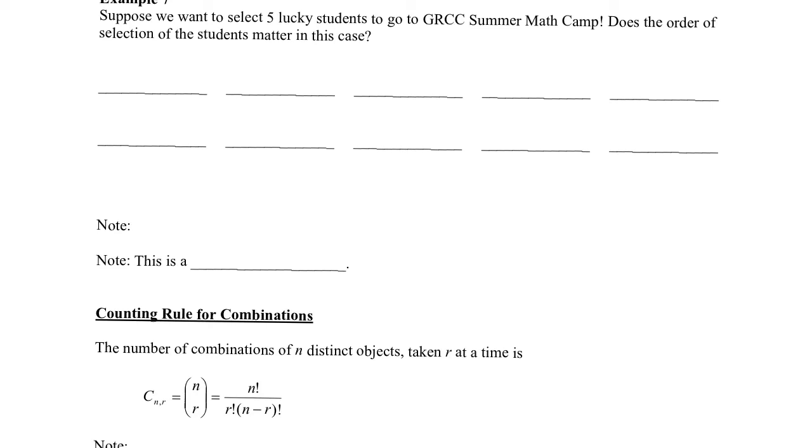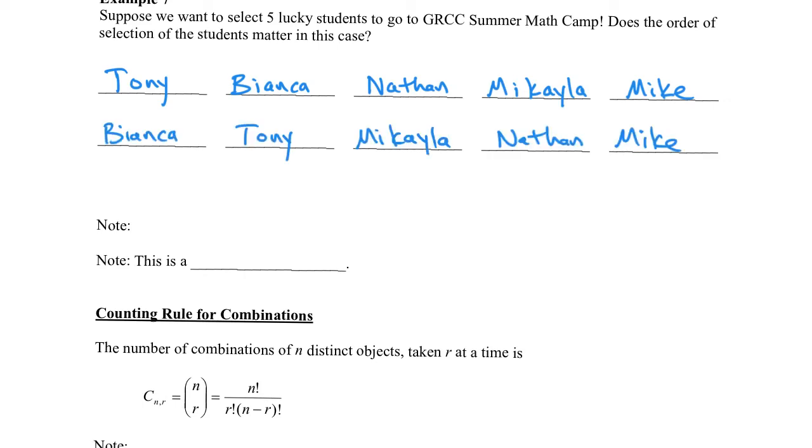So let's say we get a listing of names over the intercom, and it looks like this. These lucky winners are announced: you 5 lucky students have won. They say Tony, Bianca, Nathan, Michaela, and Mike. And these 5 students, of course, are ecstatic. They're like, oh my God, I'm so lucky. And then they say, oh, wait a second, we're supposed to call them in order of student ID. So they reread this new list of names: Bianca, Tony, Michaela, Nathan, Mike.